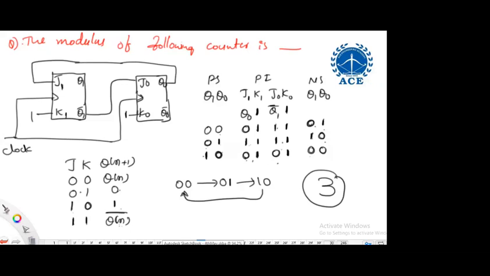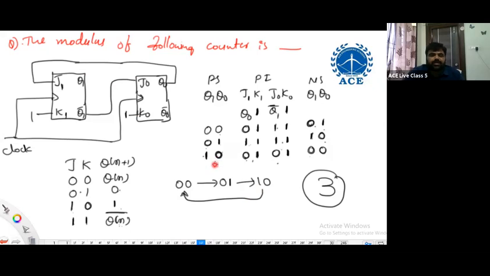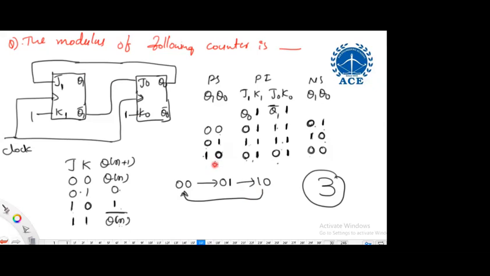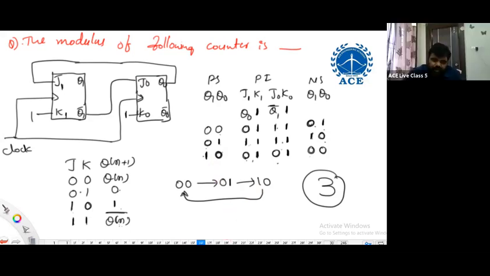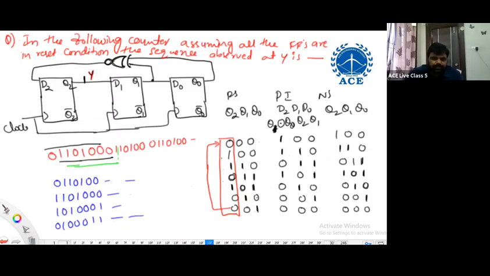Sir, normally you said that unused bits also will be there for some flip-flops, right, sir? Like in a mod 5 counter, here 1 is unused, right? Not like that one, like irregular order. Something like that. Yes, it is possible.